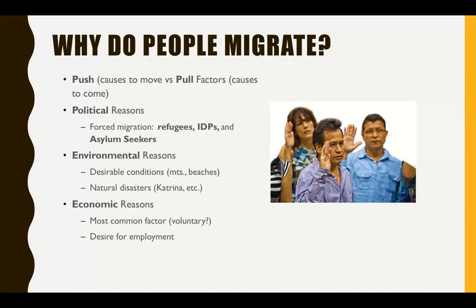All of them are based on 3 major factors. Whether you decide to move to a place, or you're being pushed from the place you're in, or you're being pulled to a specific place because of something, it comes down to political, environmental, and economic. Political reasons are things like maybe forced migration. Maybe you're a refugee because of warfare. Maybe you're internally displaced, an IDP, internally displaced person.